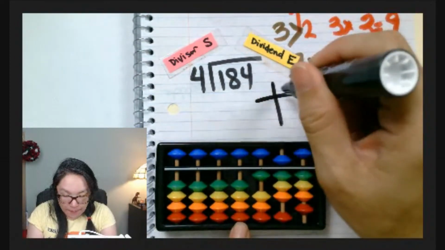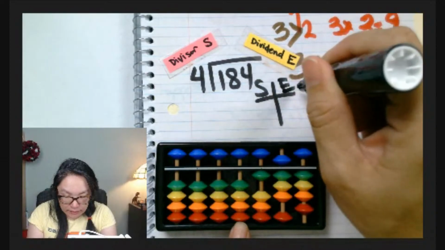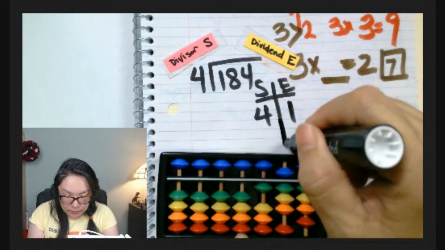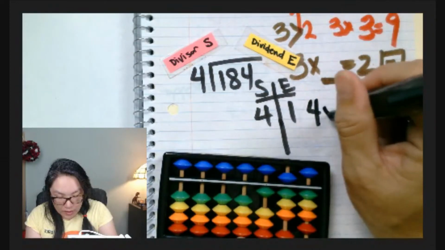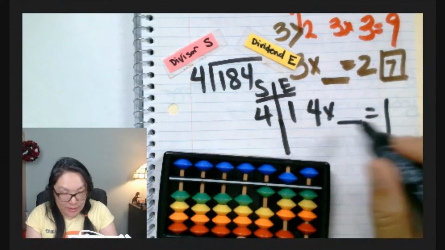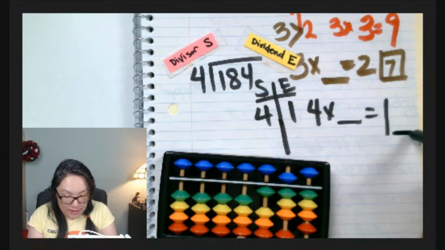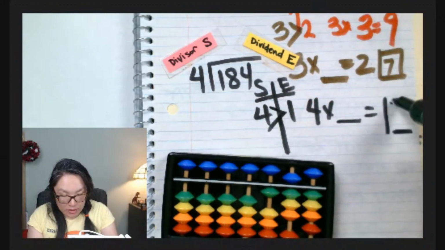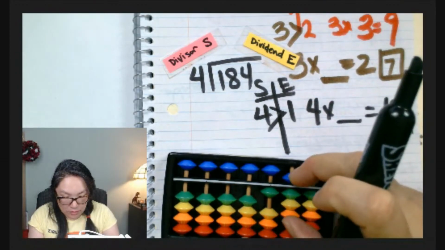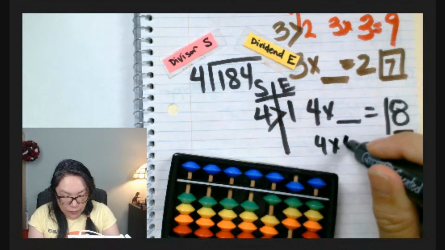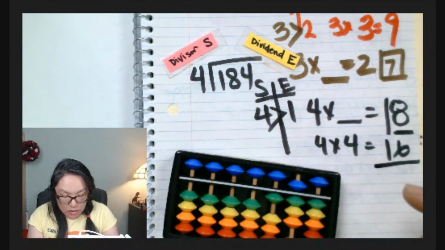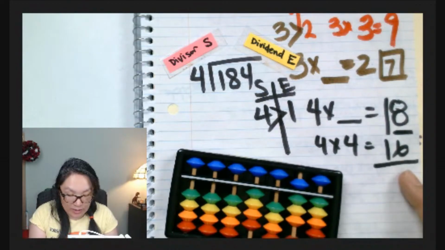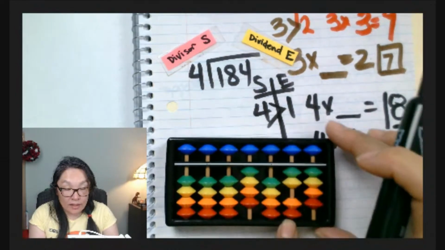We have to compare. Divisor, dividend. Divisor is 4. Dividend is 1. So what's the question? 4 times what is equal to 1? That doesn't make sense. We need the second digit. So we need to know 8. 4 times 4 is equal to 16. So I put the 4 here and I take away 1 and I take away 6.